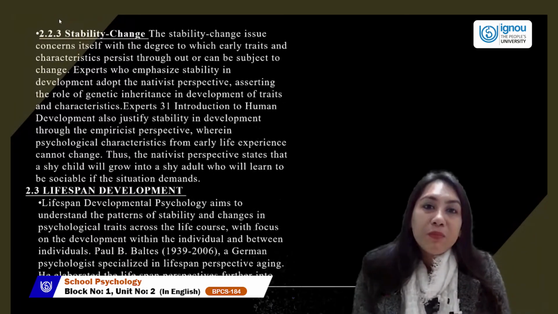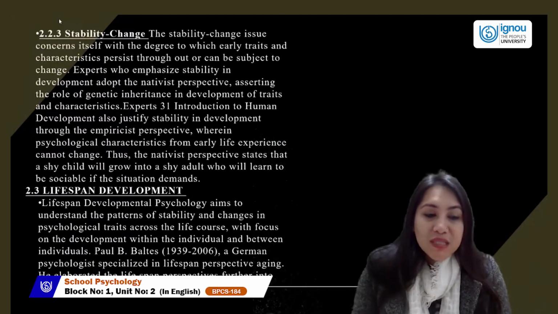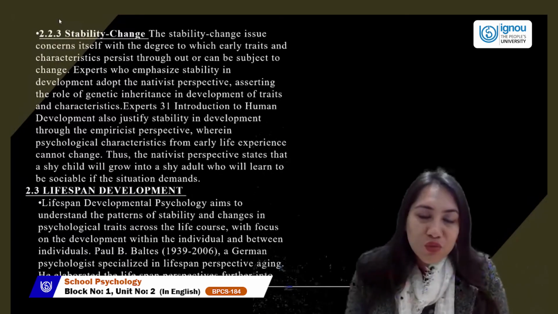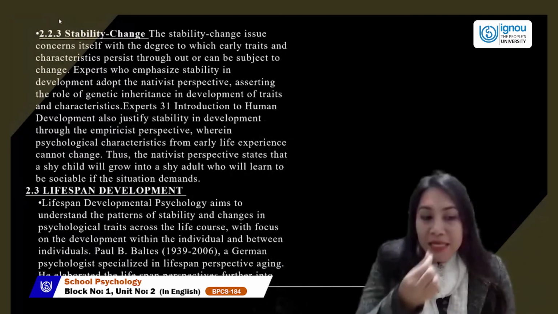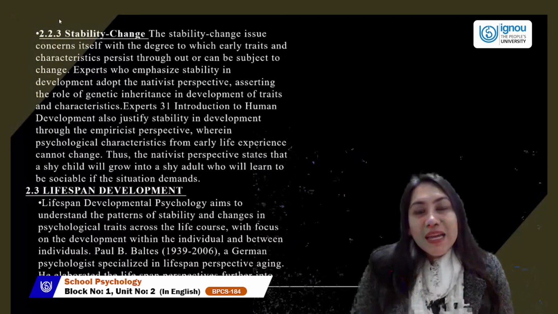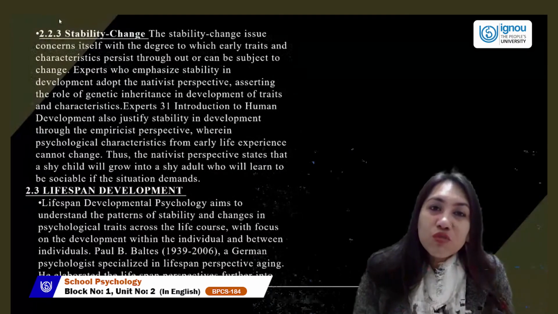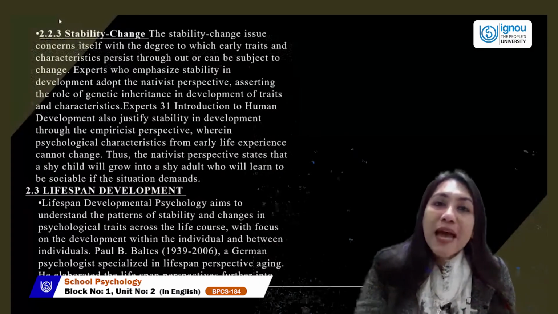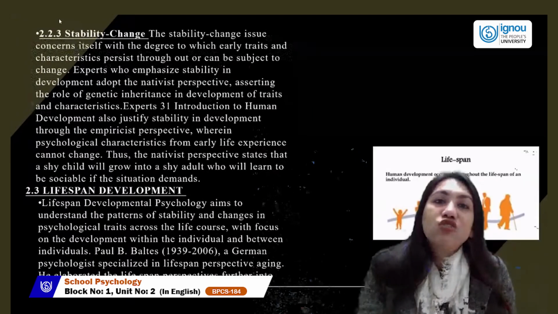Also, Paul B. Baltes, a German psychologist, was a specialized expert in lifespan development and the perspective on aging. He elaborated that the lifespan perspective builds upon certain principles, which are mentioned below. So let's understand these principles.